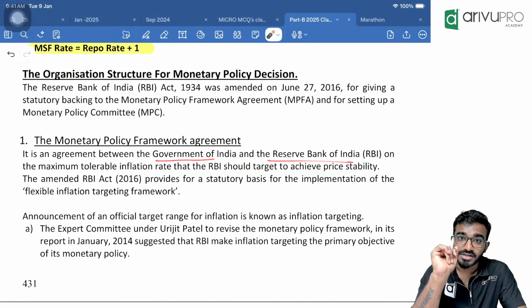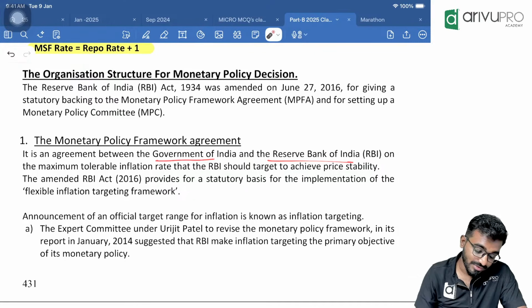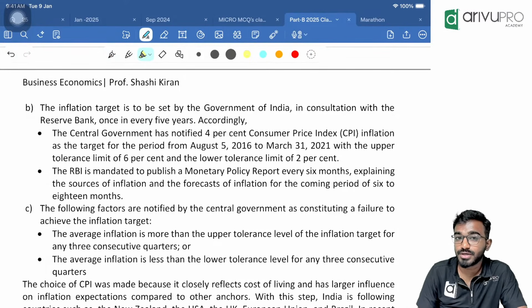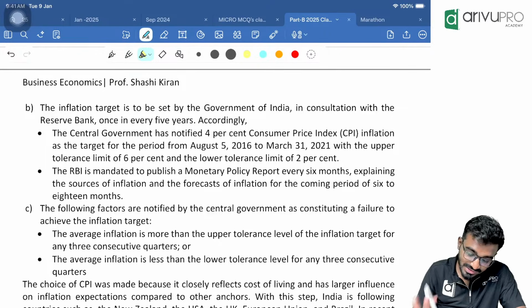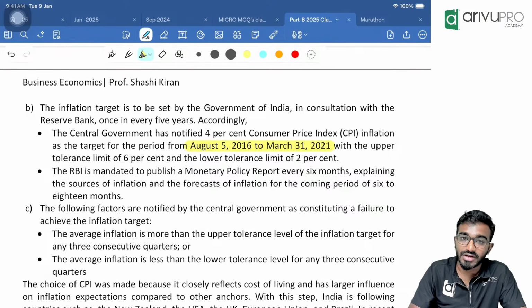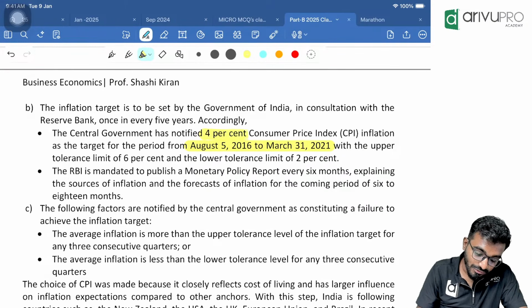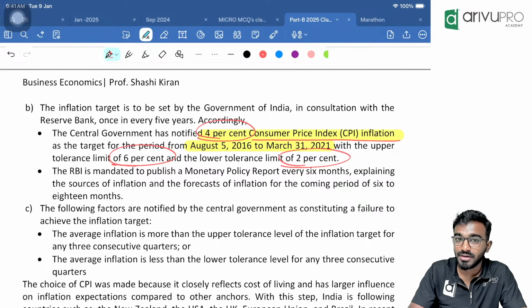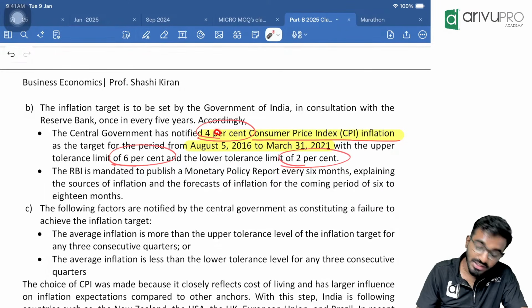Once in every 5 years, RBI and the Government of India come up with the inflation target. Presently, as per the syllabus applicable for the September 2026 attempt, from August 5th 2016 to 31st March 2021, they say we need to achieve a target of 4% consumer price index inflation, CPI inflation. 4% is the target with an upper tolerable limit of 6% and a lower tolerable limit of 2%. Suppose we don't achieve this, going more than 6% or less than 2%, that is called a failure.